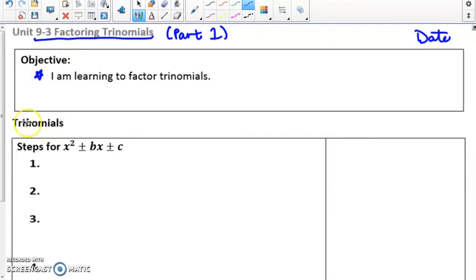So the key vocabulary word for today is trinomials. Just like tricycles have 3 wheels, triangles have 3 sides, trinomials have 3 terms. And they look like this right here. Ax squared plus bx plus c, in which a, b, and c are numbers. So they're your constants and your coefficients. So even though we use variables a, b, and c, just realize a, b, and c will be numbers in all the problems we do today.